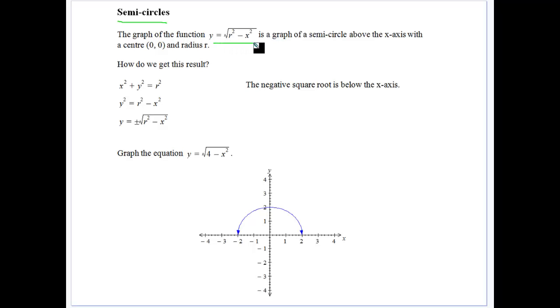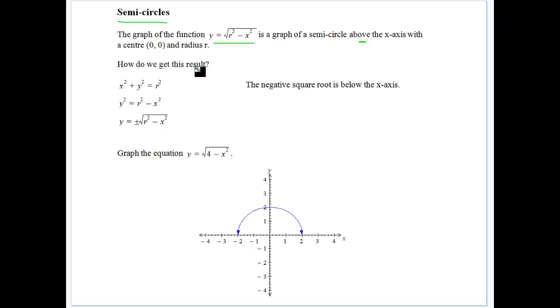So if you see something where you've got y equals the square root of a number, any number, so it might look like it's squared, but it might not, it might just be a number, minus x squared, then that's going to give us a graph of a semicircle, and that's going to be above the x-axis. It has a center of (0, 0) and a radius of r. So there's what we're looking for.